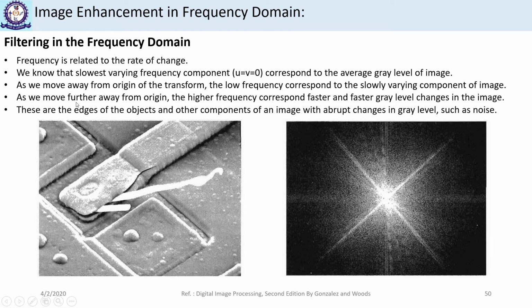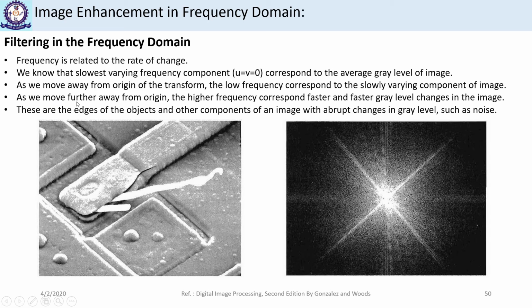Now as we move away from the origin, we are changing the value of u and v. That means we have the low frequency components. Low frequency components correspond to slowly varying components of the image. That means low frequency components represent slowly varying gray levels of the image.